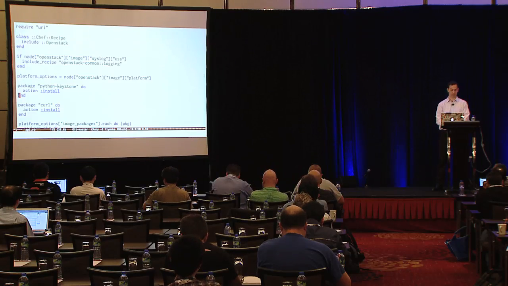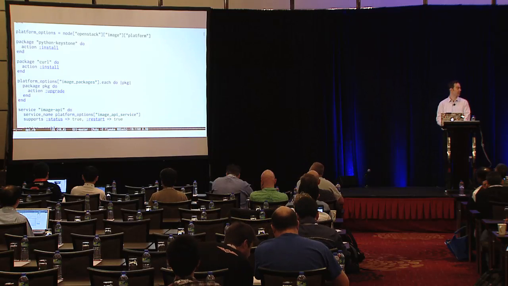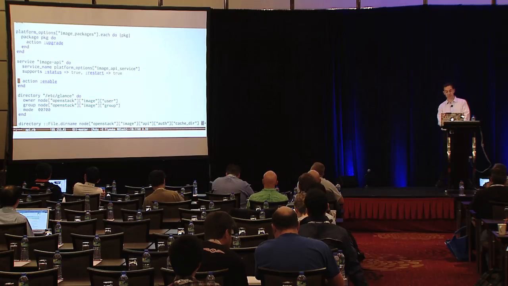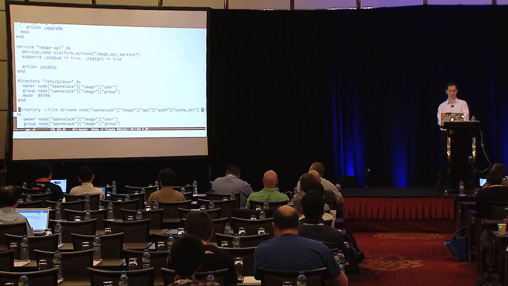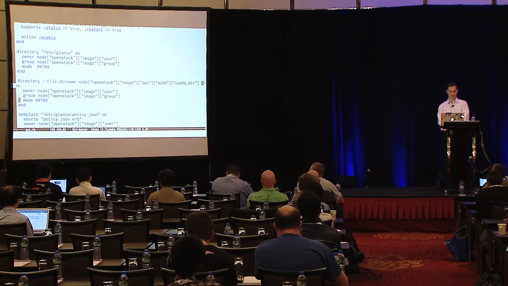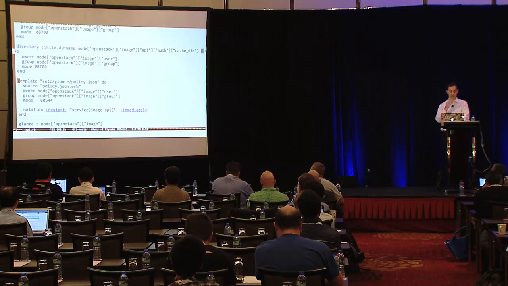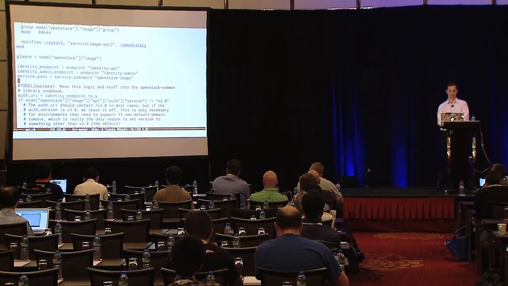Here we look over our platform options. We're installing the image packages. This was in the other recipe. It's OK. We could clean this up a little. It's not that bad. Here we have the image API service, creating the /etc/glance directory. There's a lot of redundancy in here. Yeah, we could definitely clean this up. You know, the policy JSON as another template, restarting the API service immediately. Well, some of that's OpenStackness, too.